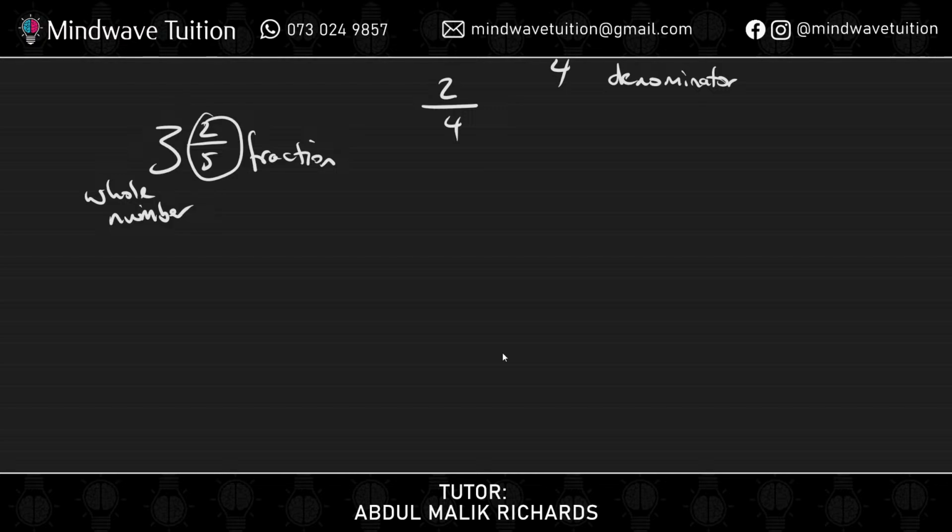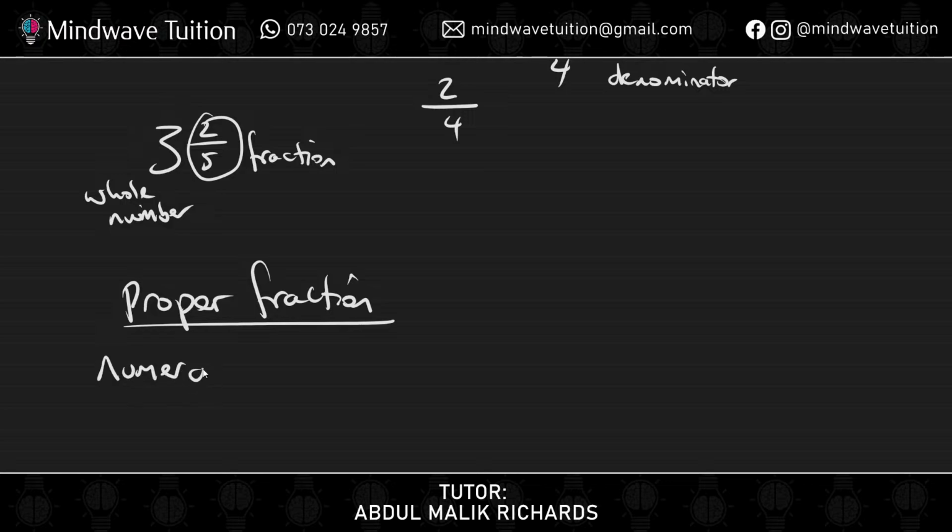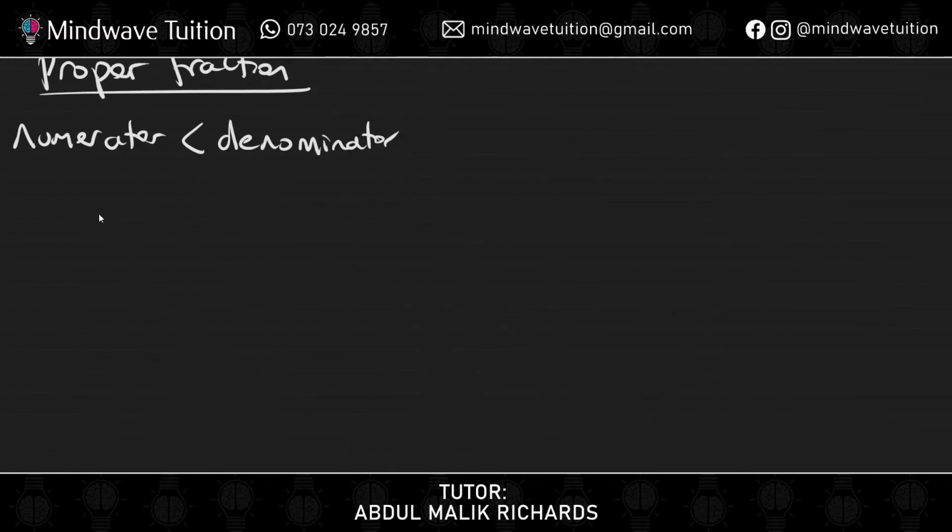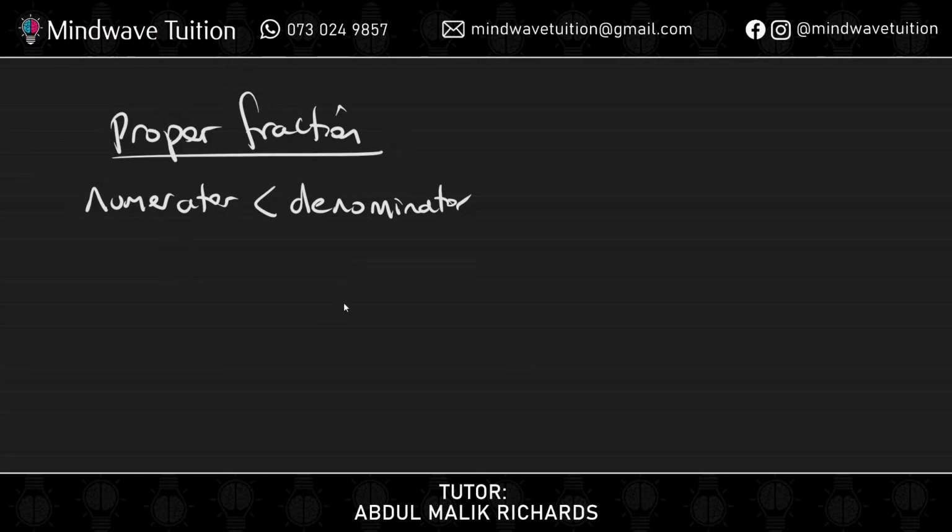Now there are 3 ways that we can write fractions. The first one is a proper fraction. A proper fraction is when the numerator is smaller than the denominator. In other words, the number on top is smaller than the number at the bottom. So this could be 1 over 9, this could be 2 over 7, or 25 over 30. It doesn't matter what the numbers are. The number on top is just smaller than the number at the bottom, and this is a proper fraction.